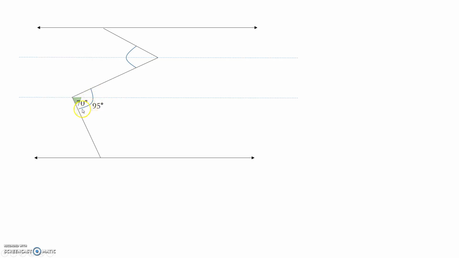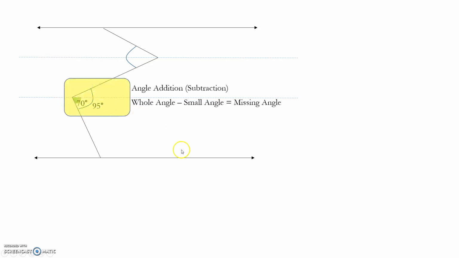I know already that the entire thing is 95, so I'm focused right in here, and it's an angle addition problem. Or in this case, subtraction. My whole angle, which I know is 95, minus the small angle that I know is 70, I get the missing angle of 25 degrees.